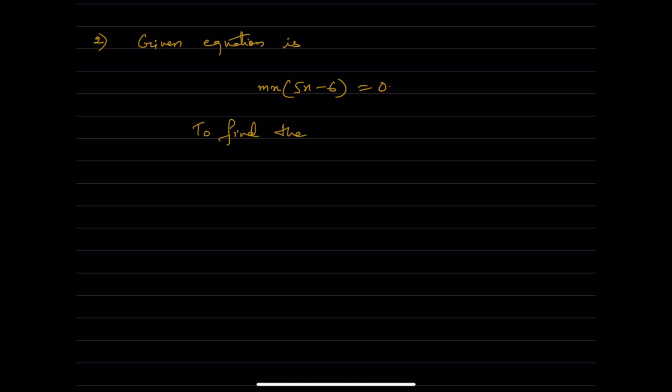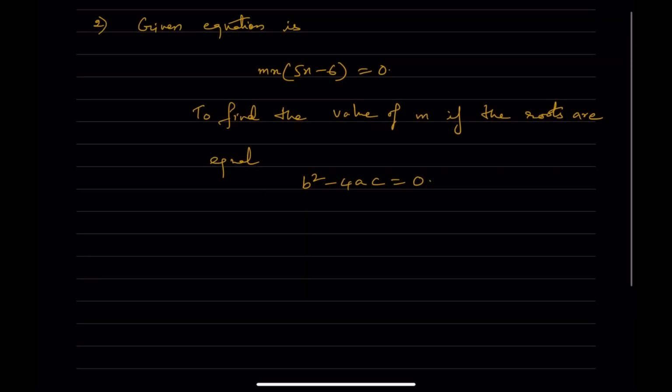To find the value of m if the roots are equal. This means b square minus 4ac is equal to 0.